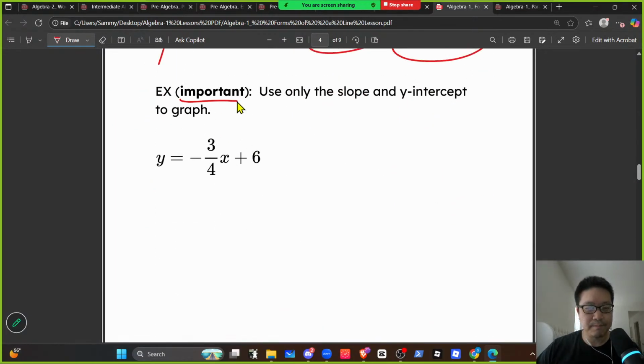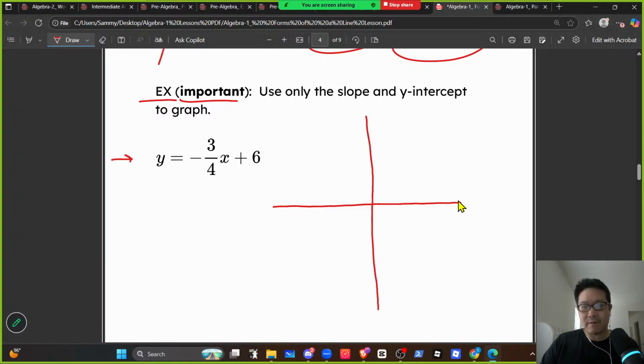It says it's important. So why is this important? Same type of problem. It says use only the slope and the y-intercept to graph. Okay, so this is trying to demonstrate to you how easy it is to graph equations using the slope-intercept form. There are many ways to graph lines, but to me, and I think to anyone who has taken algebra and has moved on to pre-calculus and calculus, this is indeed the easiest way to graph a line. Because it just tells you where to go.